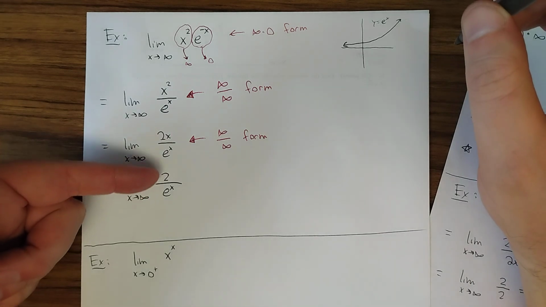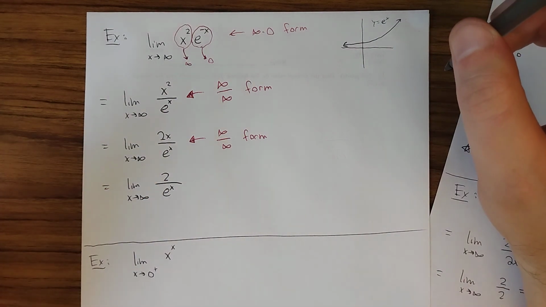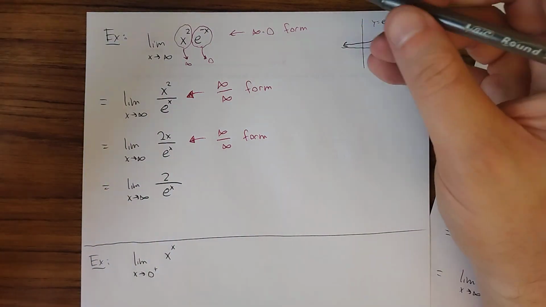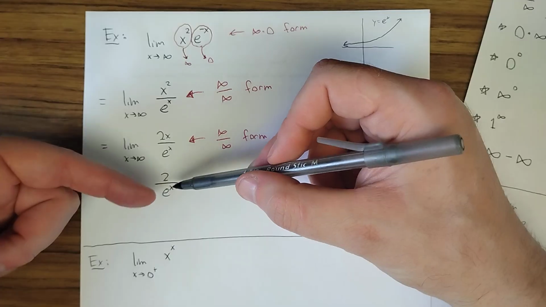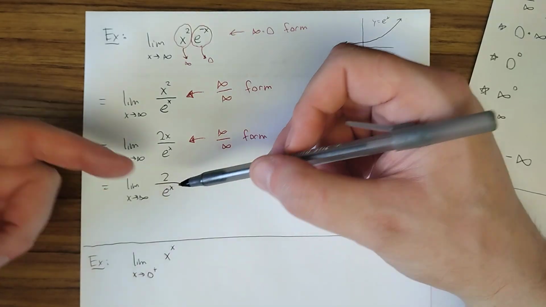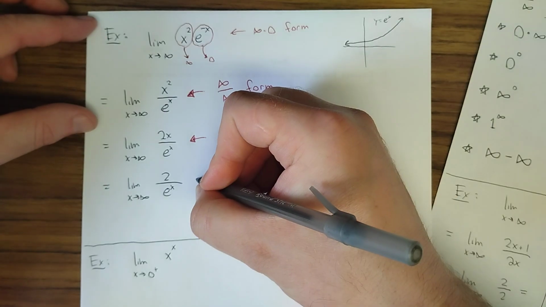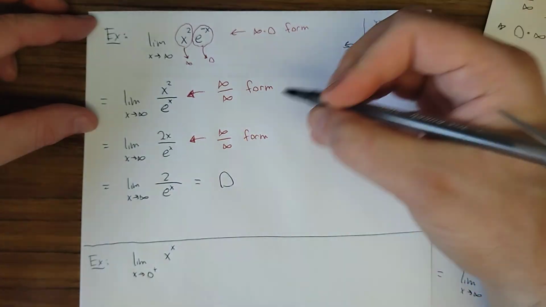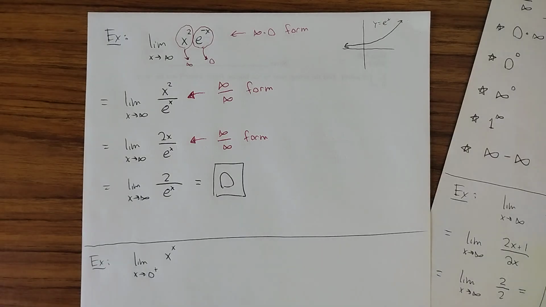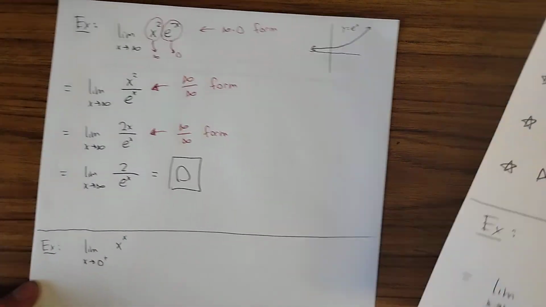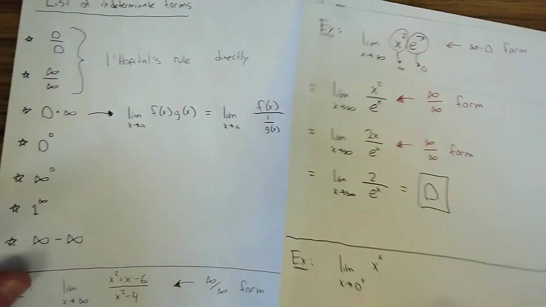So I look at the new limit. The top is no longer going to infinity. The top is just 2. The bottom is still going to infinity, but this is not an indeterminate form anymore. If I have a fixed number and I'm dividing it by something that goes to infinity, that's just 0. Okay, so that's an infinity times 0 form. Let's learn how to do more of these.